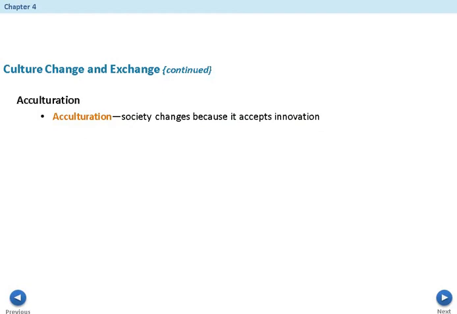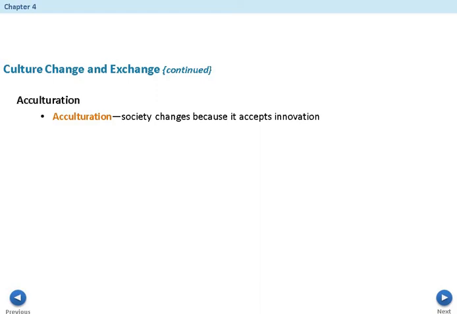Now, acculturation is when a society changes because it accepts innovation. For example, the United States uses acculturation all the time. In the United States, we did not invent things like certain types of foods. So we did not invent spaghetti, but what we did is that we accepted the innovation of spaghetti, and it changed throughout the entire United States. So that's acculturation. Society's having to change. It could be something very small. It can also be something big that might be forced upon a group of people. An example of this would be the Native Americans.